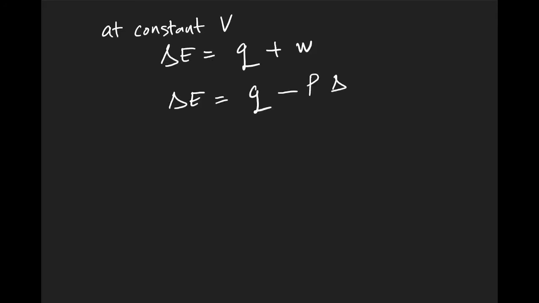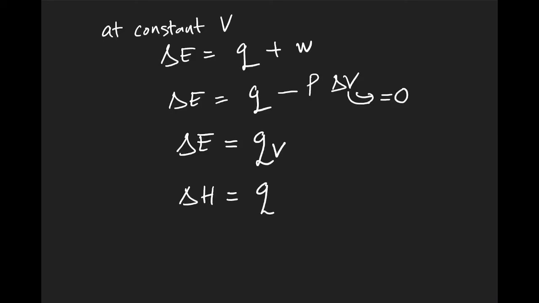Now, there are also processes that occur at a constant volume instead. And in this case, delta E is still Q plus W. We know that delta V will be equal to 0. Therefore, delta E will be the same as the heat involved at a constant volume, while delta H is the heat involved in a process that occurs at a constant pressure.